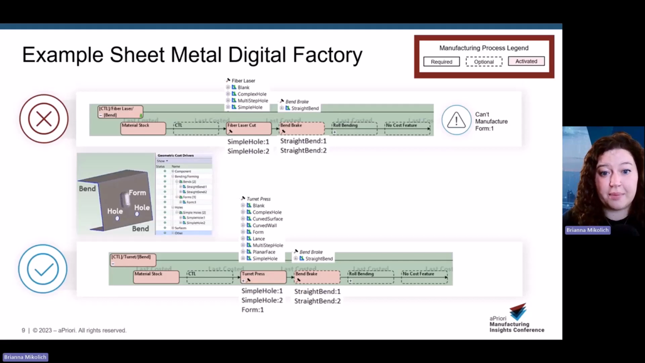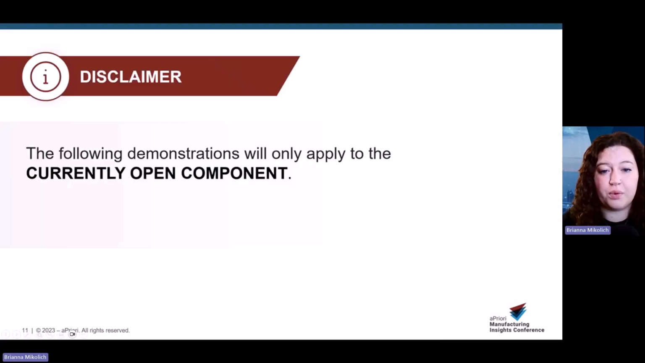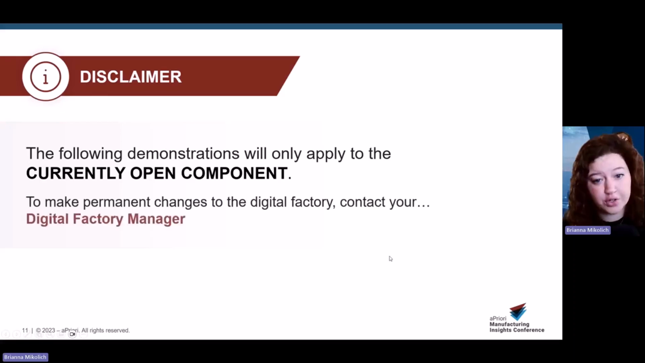So now that you understand a bit about how routings work out of the box, I want to talk to you about modifying a routing with a custom process. But before we jump into it, I do have a quick disclaimer. The following workflow is appropriate and is going to apply for only the currently open component, which is a part, assembly, or a roll-up in aPriori. It is not going to apply to the entire digital factory, only the currently opened part. If you do want to make more permanent changes to the digital factory, that must be made at the digital factory level. So who are you going to call? That's right, your digital factory manager.